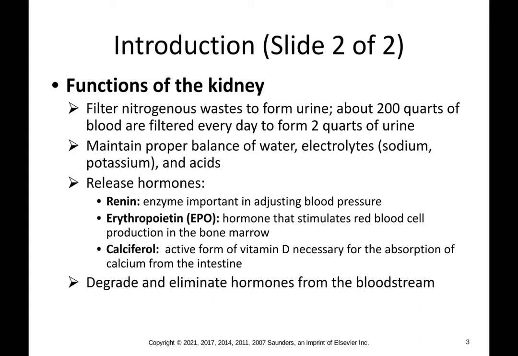Releases hormones such as renin, which is an enzyme important in adjusting blood pressure, erythropoietin, which is often abbreviated as EPO. It's a hormone that stimulates red blood cell production in the bone marrow, and calciferol, which is the active form of vitamin D necessary for the absorption of calcium from the intestine, and then also to degrade and eliminate hormones from the bloodstream.